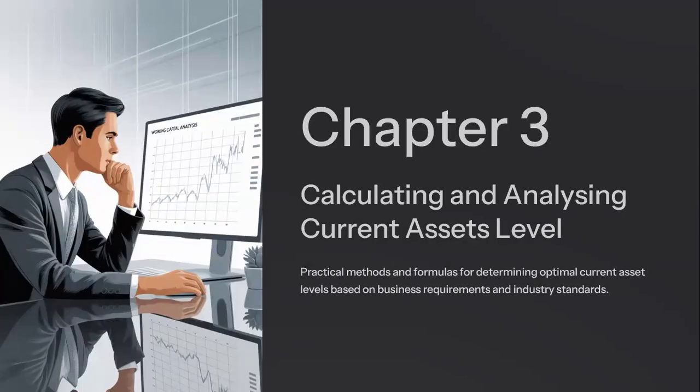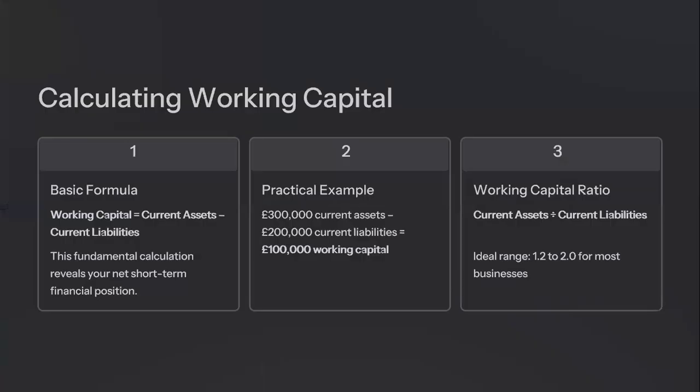How do we calculate and analyze current assets? The formula is current assets minus current liabilities, which gives working capital. For example, if I have 3 lakhs current assets and 2 lakhs current liability, then when I deduct current liability from current assets, the value which I get is 1 lakh.